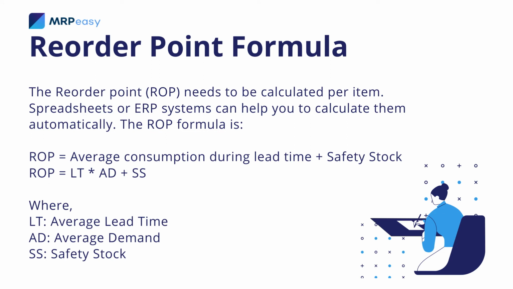The reorder point, ROP, needs to be calculated per item. Spreadsheets or ERP systems can help you to calculate them automatically. The ROP formula is ROP equals average consumption during lead time plus safety stock. ROP equals LT times AD plus SS, where LT is average lead time, AD average demand, SS safety stock.